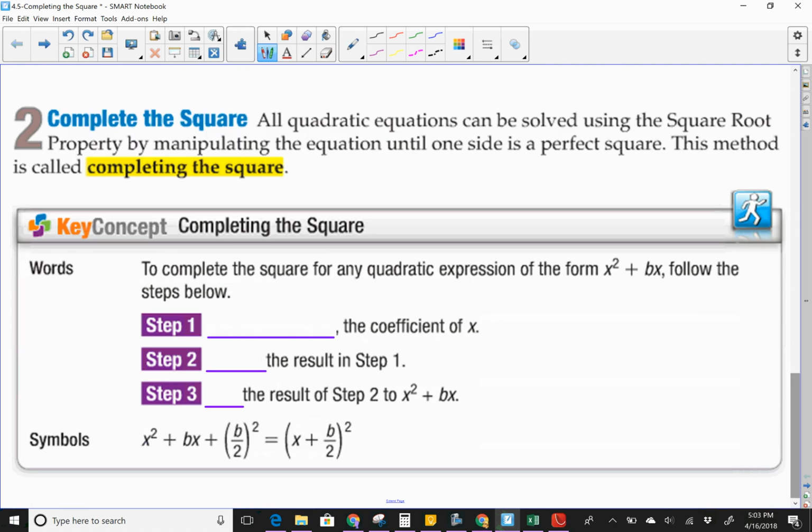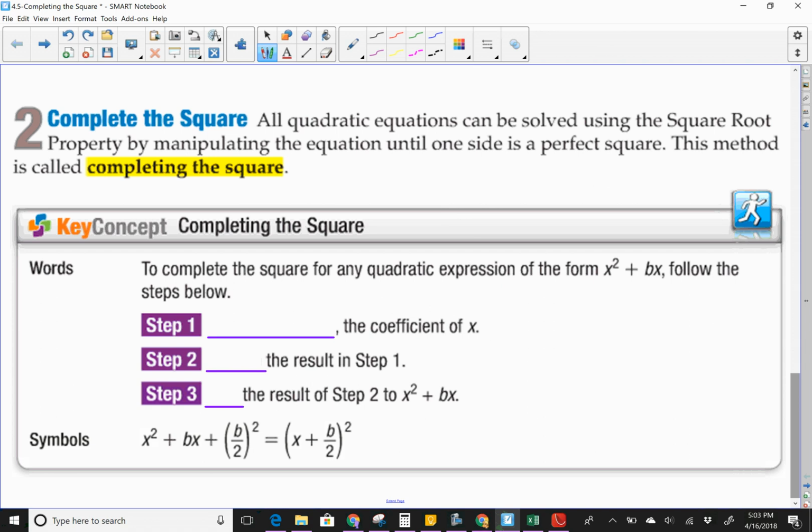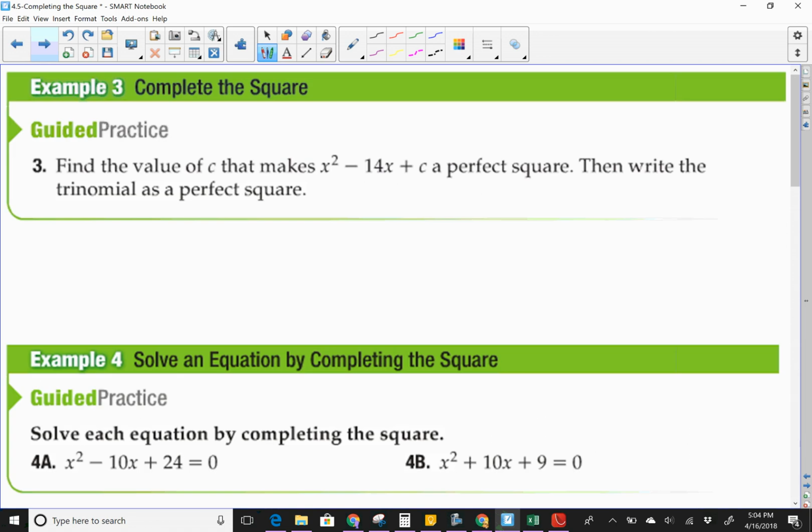Okay, so let's talk about what's happening when we're actually completing the square on problems. To complete the square for any quadratic expression of this form, you're going to find 1/2 of b, which is the coefficient of x, and then you're going to square it and add it to both sides of the equation. That's how they added it, and when they add it, that's how it factors to the other side. So let's do some problems so you'll see how that works.